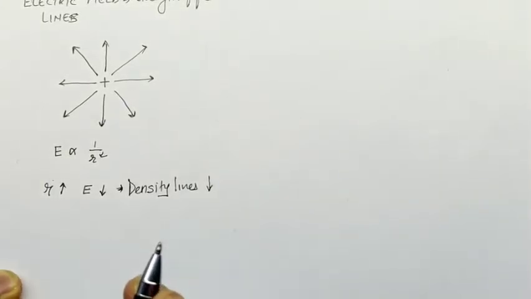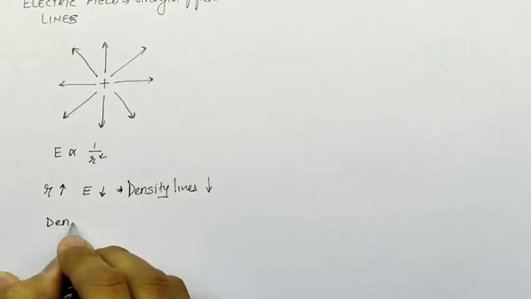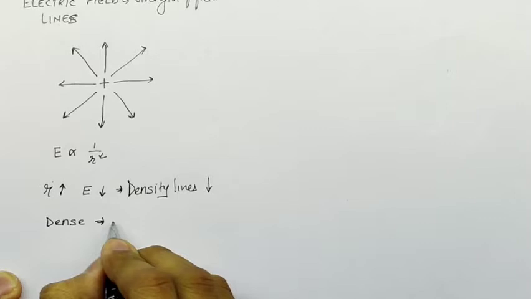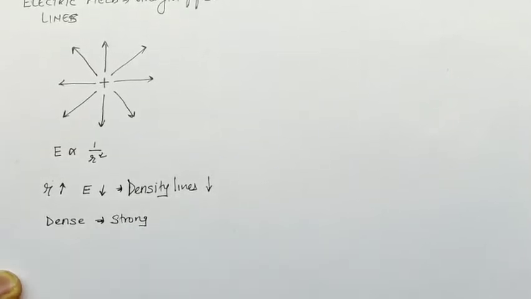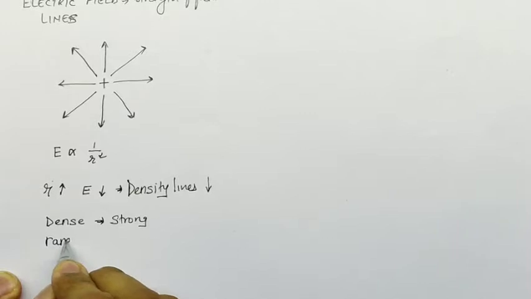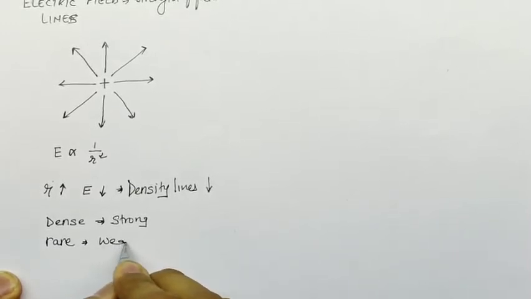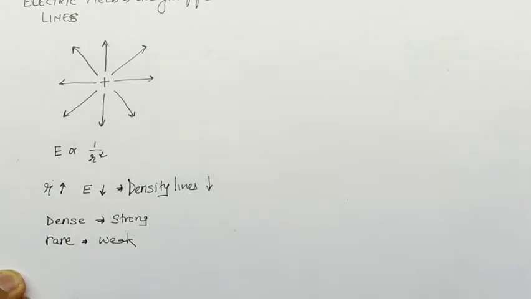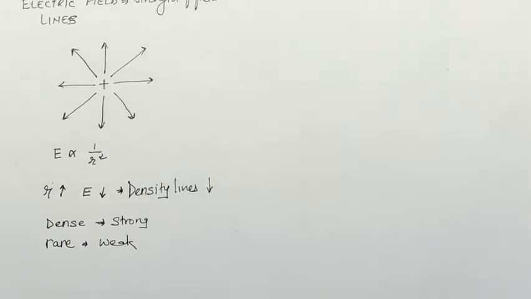If electric field lines are dense, that means the electric field is strong. Where electric field lines are rare, that means the field is weak. Now, the strength of the field depends upon the distribution of electric field lines. If lines are very close to each other, it creates a dense area and the field is strong. If they are far away from each other, they are rarely distributed and the field is weak.